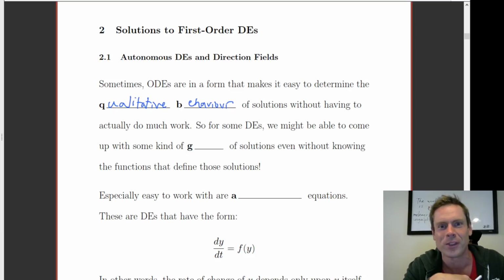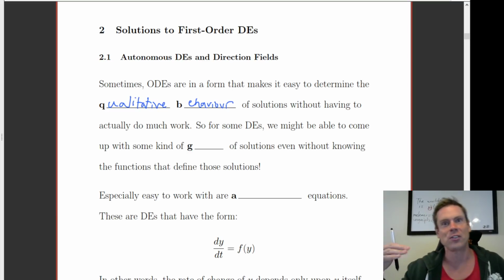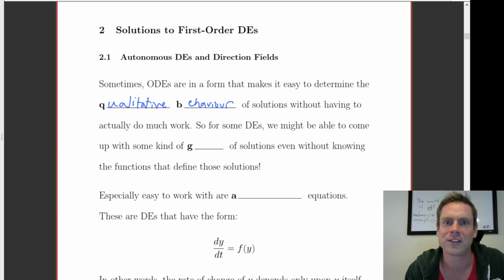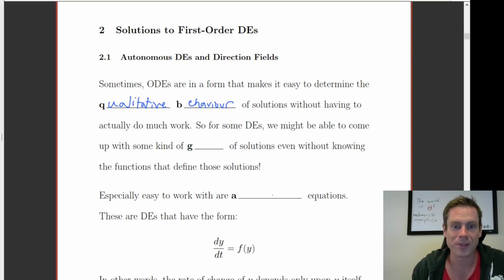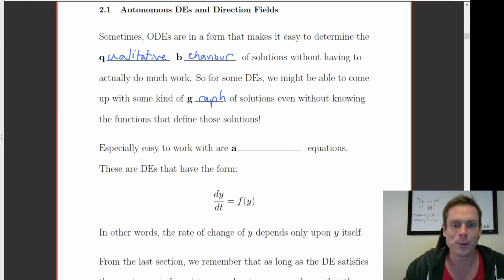even if we don't know what the functions are that define them, which is kind of cool, actually, that you can know things about the qualitative behavior, whether a solution's increasing or decreasing, or what the curvature of the solutions are and all that stuff, without even knowing what the functions are that define those solutions. It's kind of cool. So we might be able to come up with some kind of graph of solutions without ever knowing the functions that define those solutions, or do both, right?